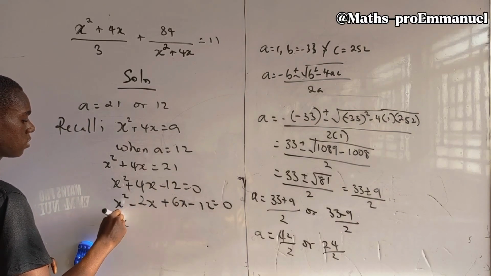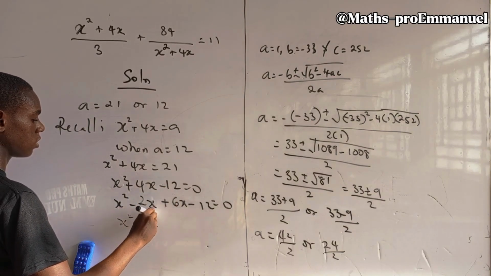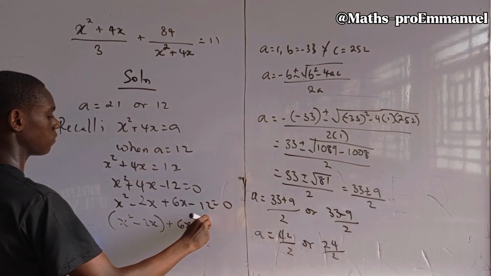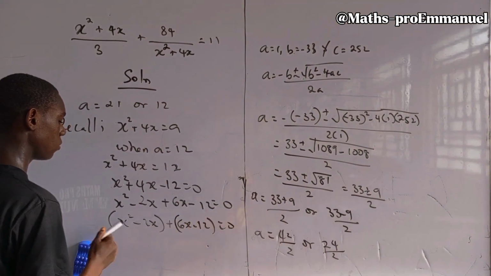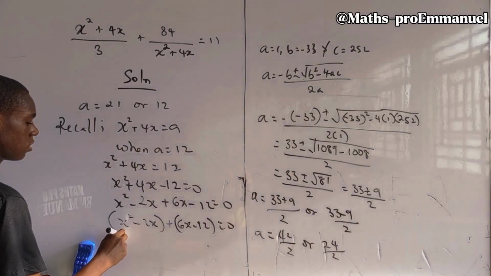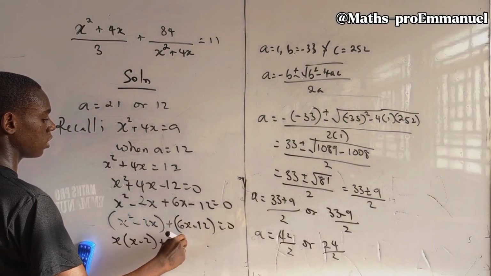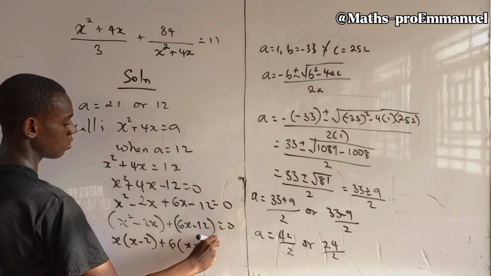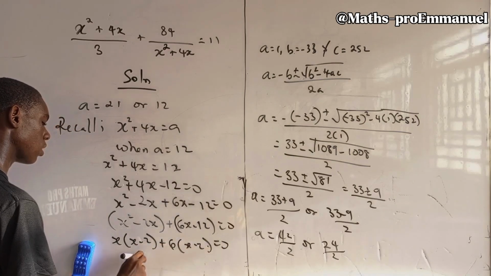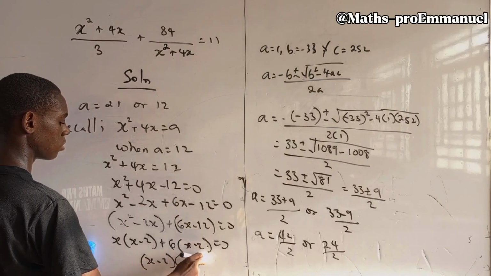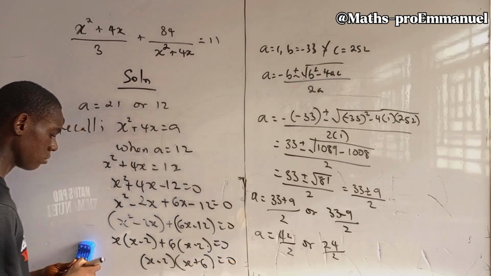Okay, so x squared minus 2x, next x squared minus 12 equal to 0. So factorize it. X is common, here will be minus 2 plus 6. X is common, here will be x minus 2 equal to 0. So when they are the same, pick one and x minus 2 will be out. I'll be left with x plus 6 equal to 0.